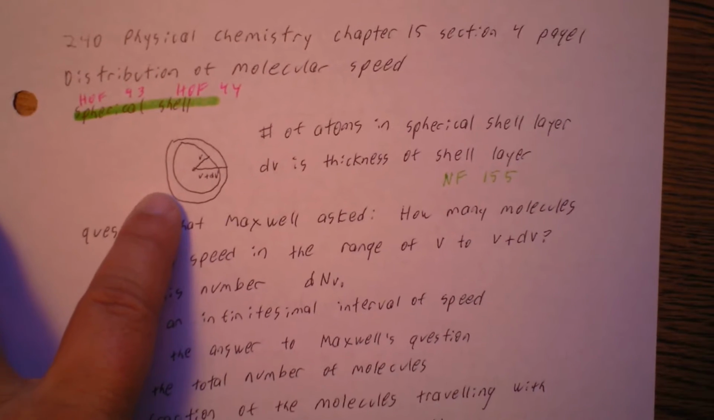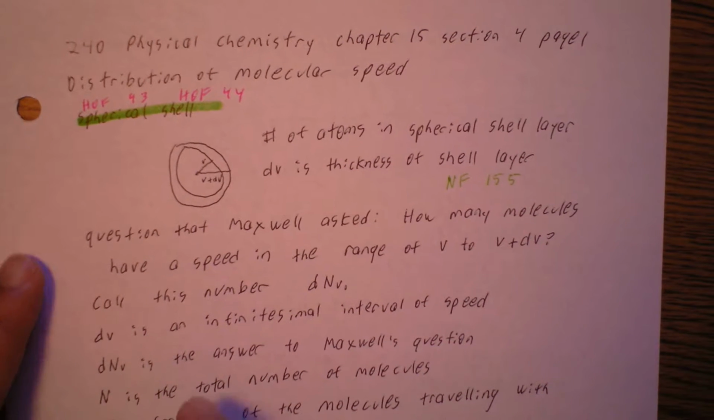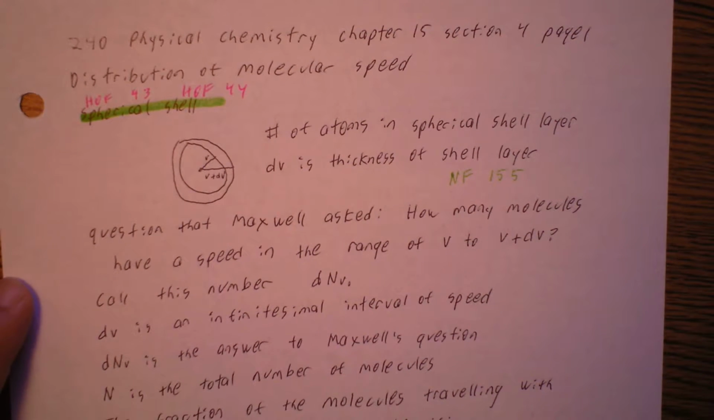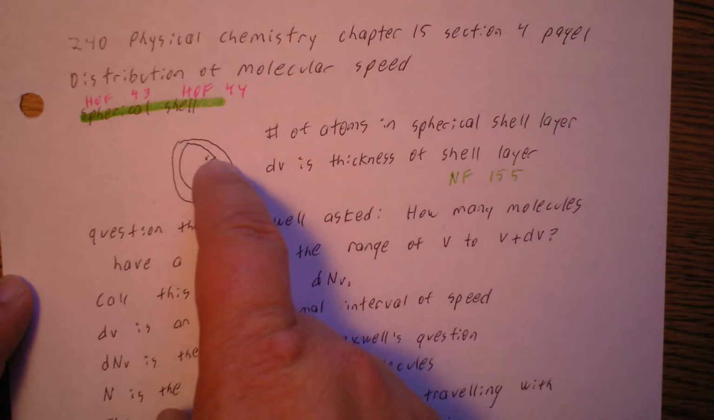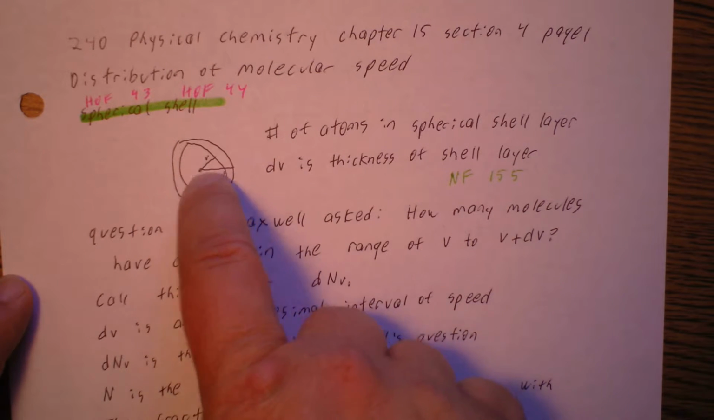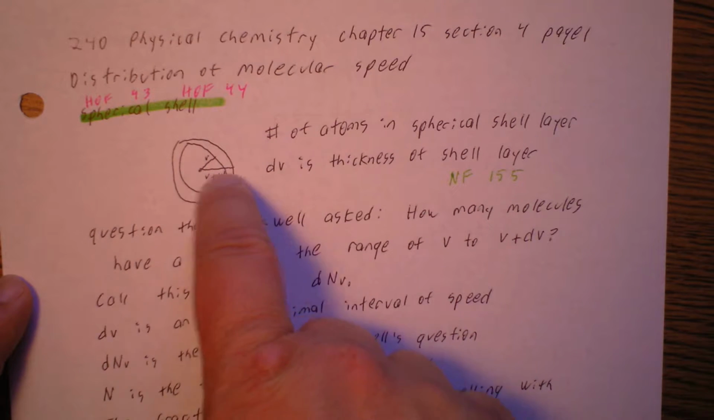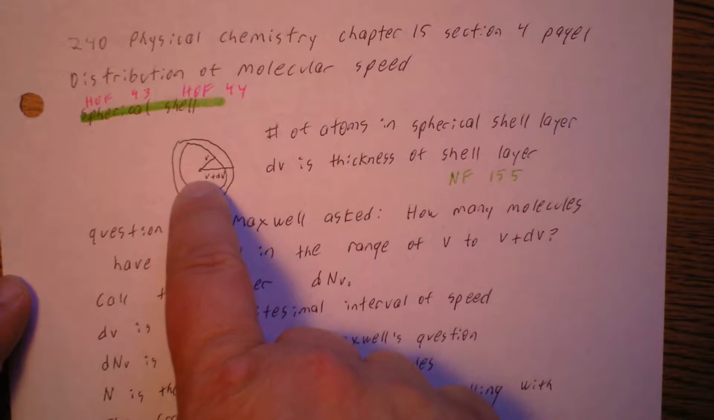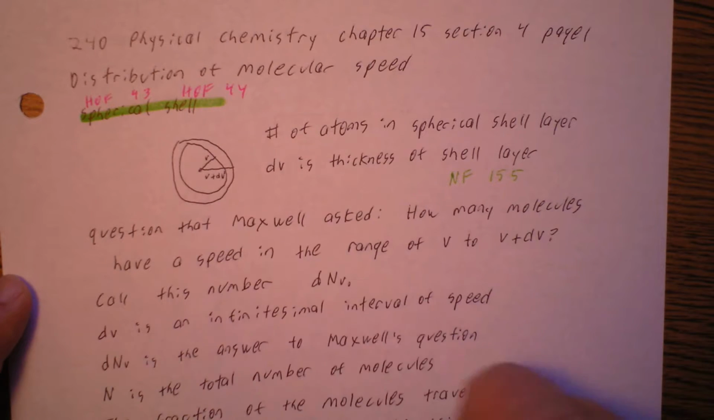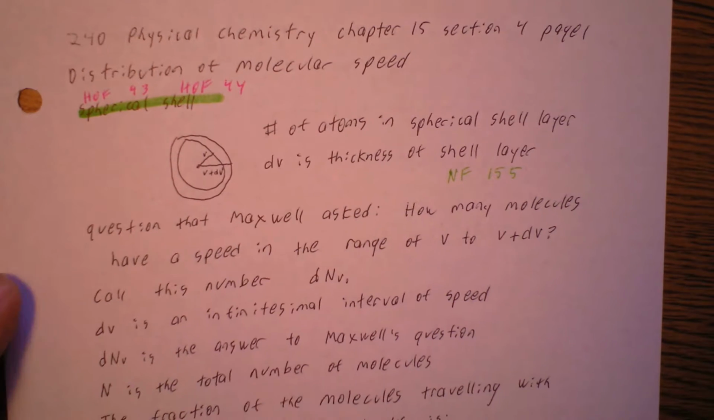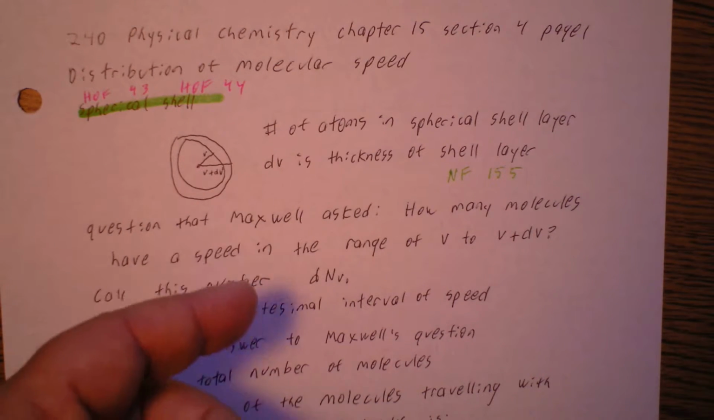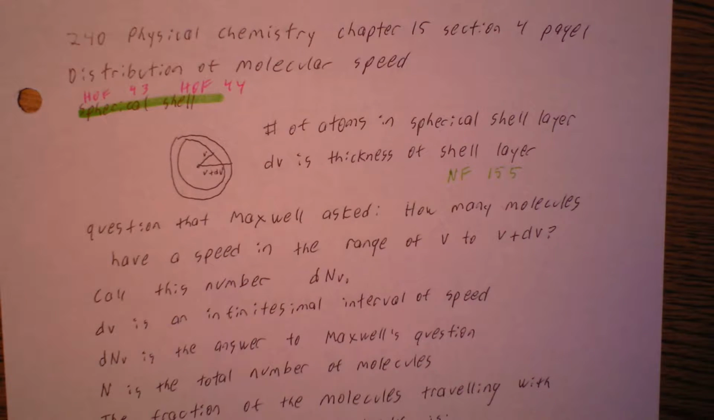Now let's say we have a spherical shell here. So this is in velocity space again. So we have this shell within a shell. The inner radius is the velocity. The outer radius is the velocity plus the change in the velocity. So we're going to talk about what is the number of atoms within this shell here. So this dv is the thickness of that shell layer. So we're going to have the velocity plus the differential of velocity.